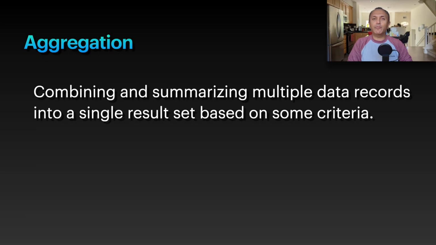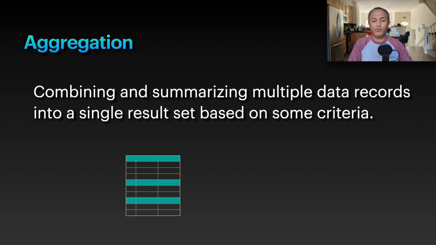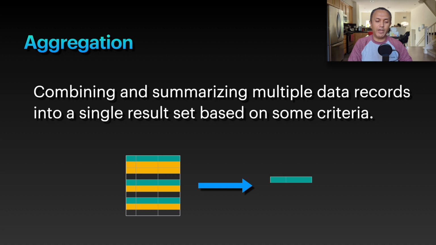So aggregation is an operation that we use to combine and summarize multiple rows and produce a single result. It would look something like this. Starting with this table, we can combine some rows into a single value, combine another group of rows into another single value, combine another group of rows into a value, and so on. So why do we do this?